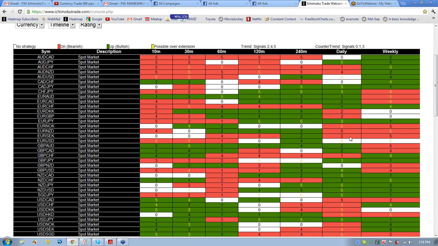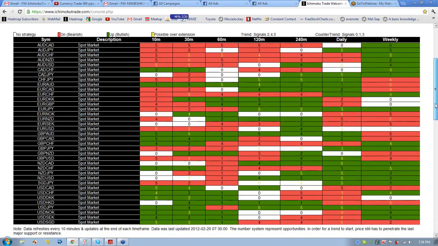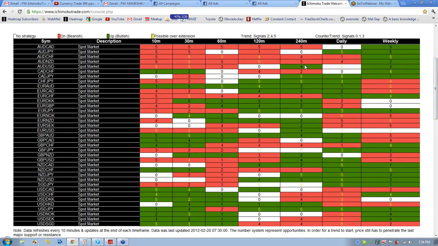Okay, so from here you can see a really good glimpse of what's going on. If you look right now at all the currency pairs, do you see red or green across the board? You don't. That means there are not many opportunities right now for long-term trends at all. There are opportunities for swing trading and scalping, but not for long-term, which are daily and higher. You have opportunities on the lower time frames, like the 10, 30, and 60, but you don't have any long-term trends right now.